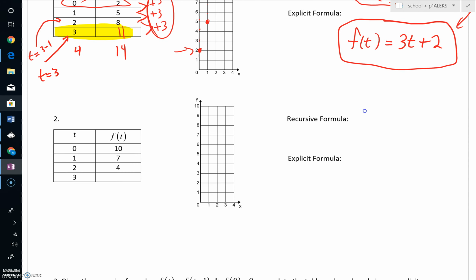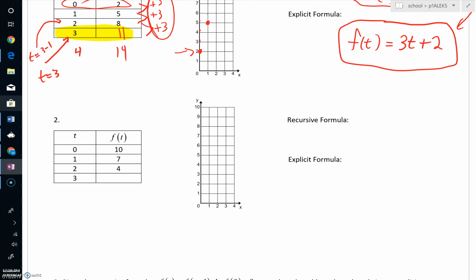So let's take a look at number 2. Number 2, we have a pattern of decay. Our numbers are going down. Going from 10 to 7, it looks like we're going to subtract a 3. From 7 to 4, subtract a 3. Again, subtract a 3. 4 minus 3, you'll get 1.